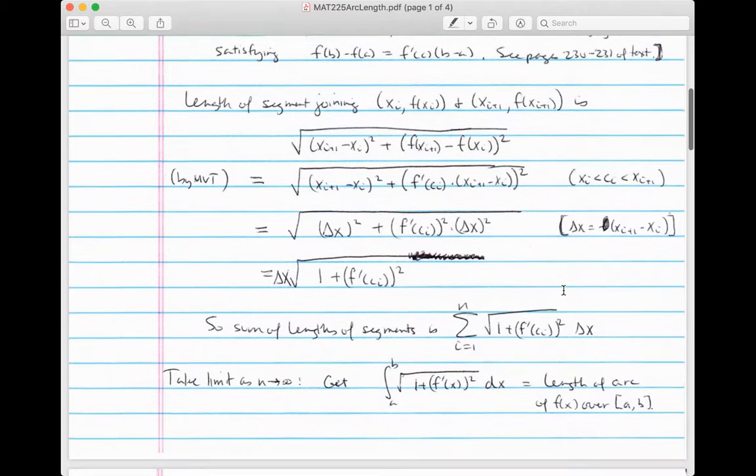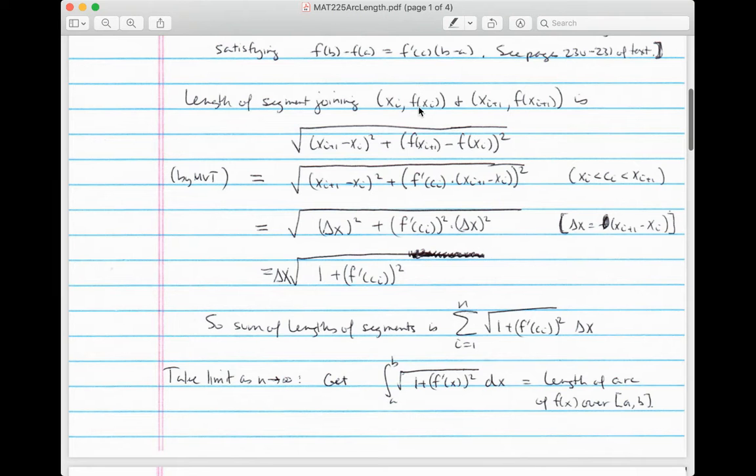So if we just take a single segment joining 2 points on our curve, x sub i, f of x sub i, and x sub i plus 1, f of x sub i plus 1, this is simply the distance formula, the square root of the sum of the squares of the differences between the x coordinates and the y coordinates. But it's here that we apply our mean value theorem. We're assuming that our function is continuous and differentiable appropriately. And so we'll treat this as b, this as a, and so we can replace f of b minus f of a with f prime of c times b minus a, where c lives between a and b.